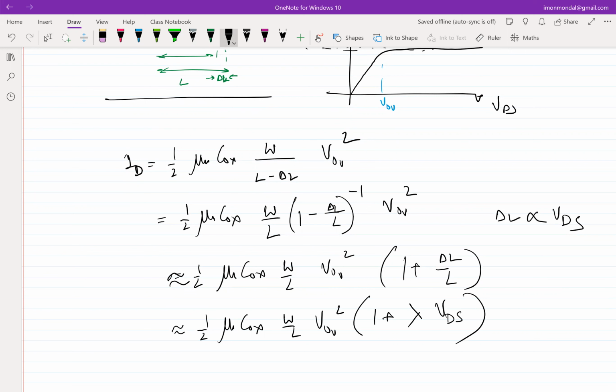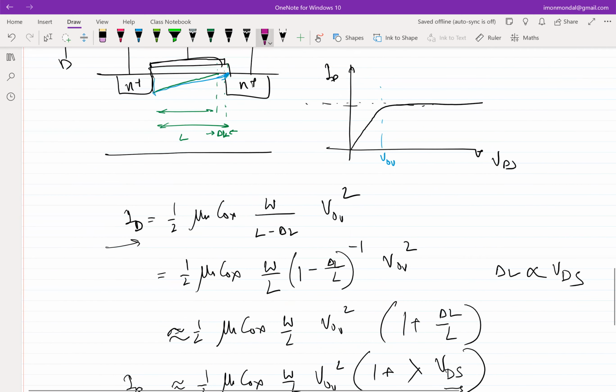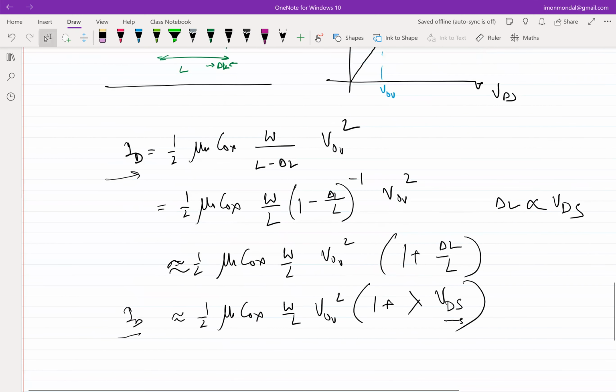Now clearly you see there is a relation between ID and VDS, which was not there earlier. What this relationship does is that this slope is non-zero. So you have a certain slope. It is not as steep as the linear region, but it's certainly not zero. So this makes your transistor a non-ideal current source, which means its Y22 is not zero. Incrementally, your Y22 is not zero. You'll have some Y22.